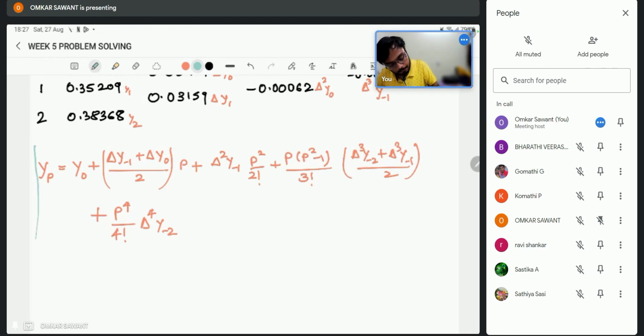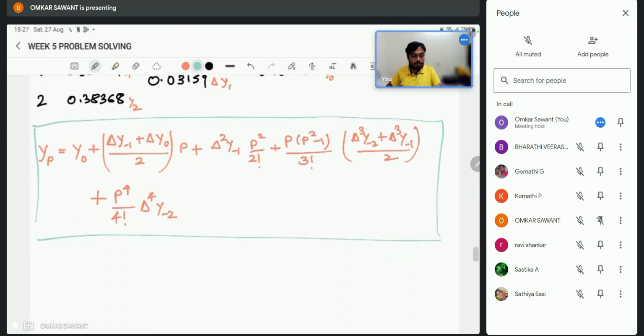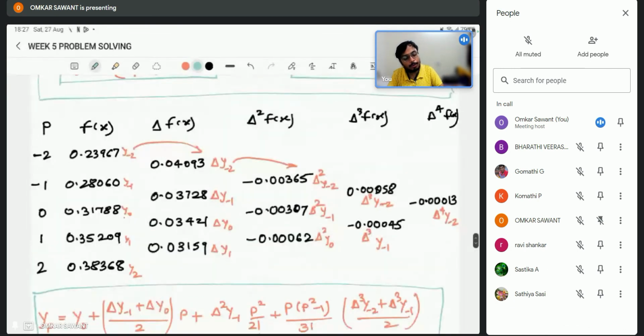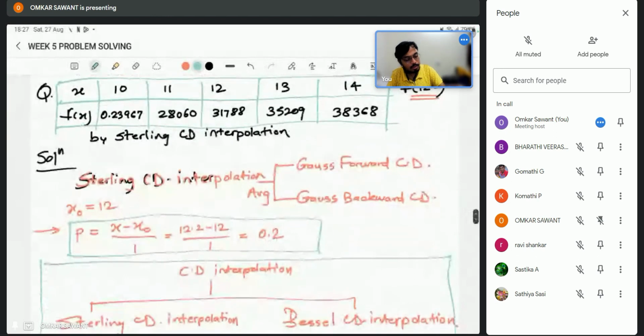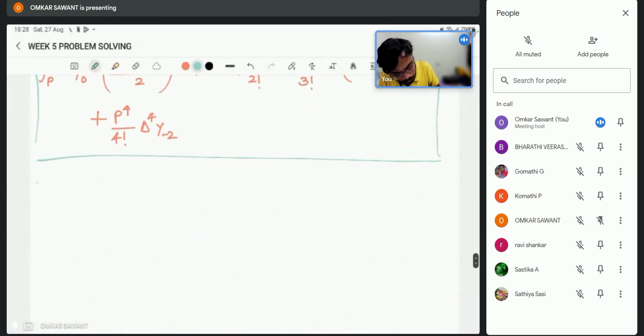Yes, sir. The Stirling formula, just make a note of it, and you can now calculate the value at 12.2, that is at p is equal to 0.2. Calculating the value at p is equal to 0.2, that is the value of f of 12.2, correct?